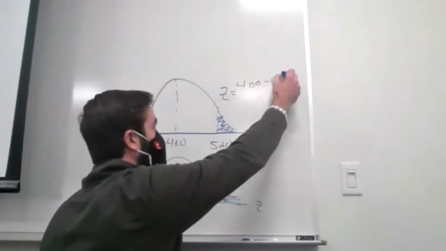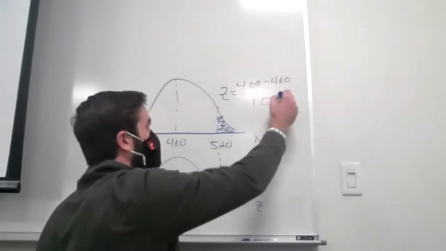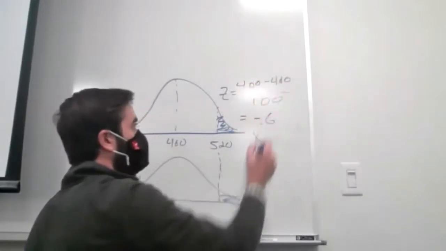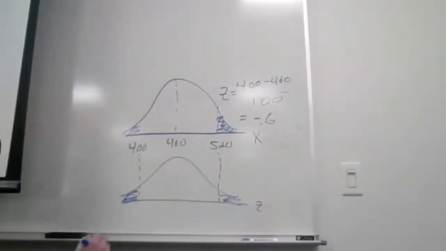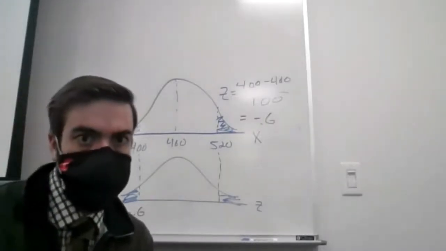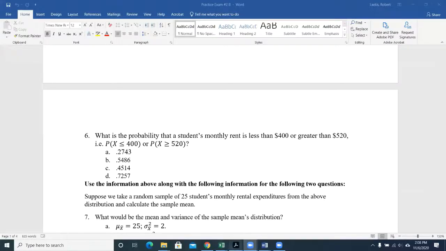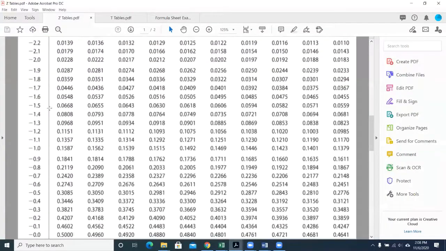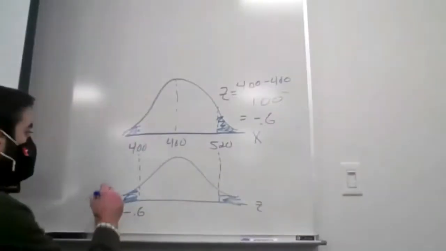400 minus 460, and I think we had that standard deviation of 100. So a z-score of -0.6. So I'm going to look that up in the standard normal table. Go here. So -0.6, 0.2743.